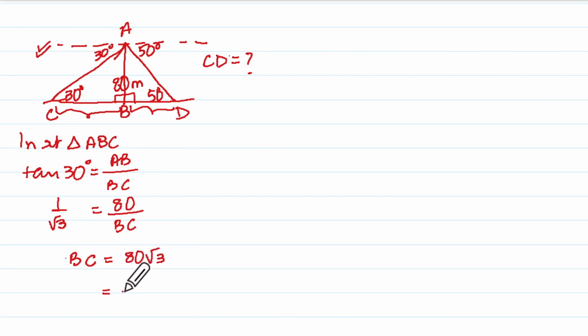Okay, that will be equal to 80 into 1.732, which will be 8 multiplied by 17.32. Let's multiply: 8 times 2 is 16, 1, 8 times 3 is 24, 25, carry 2, 8 times 7 is 56, 58, 5. Did you get this? Did you get this?